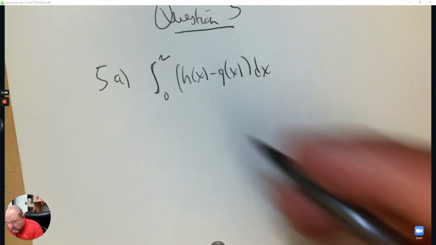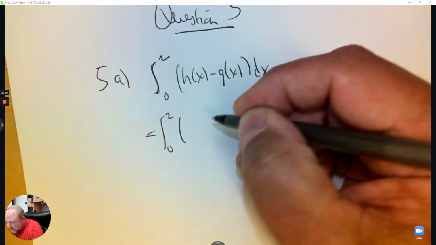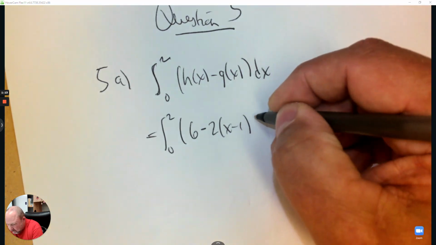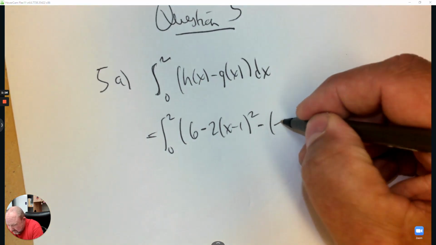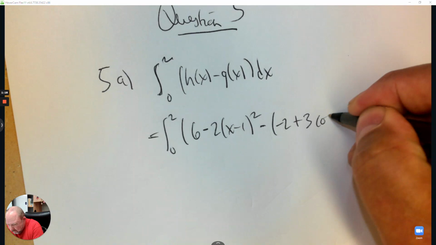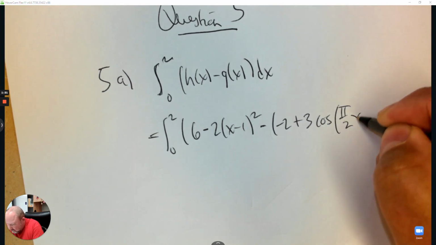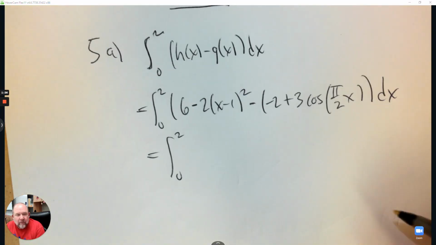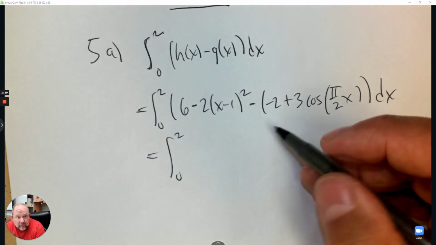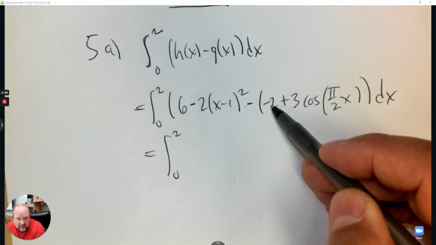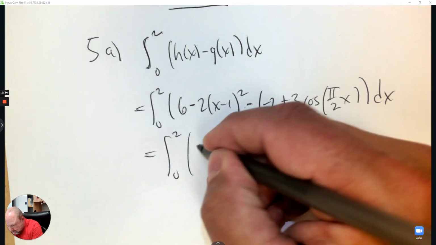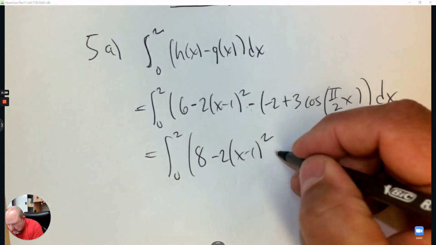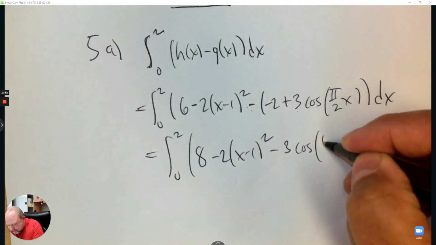But then it says you actually have to do it. So now I'm going to plug in h at x, which is 6 subtract 2 times (x minus 1) squared, subtract parentheses, negative 2 plus 3 cosine of pi over 2 x. It might be helpful to combine like terms or not. So 6 subtract negative 2 means 6 plus 2, that's 8. We have negative 2 times (x minus 1) squared, and then I'm subtracting 3 cosine, so that it's just a little easier to work with then.